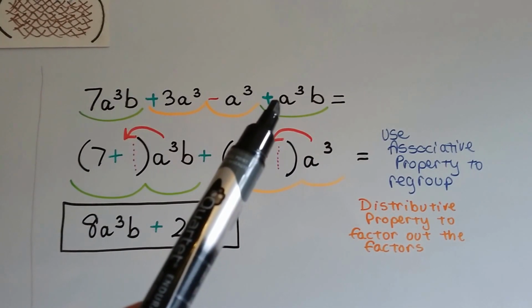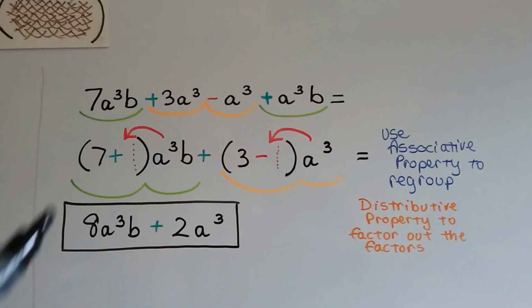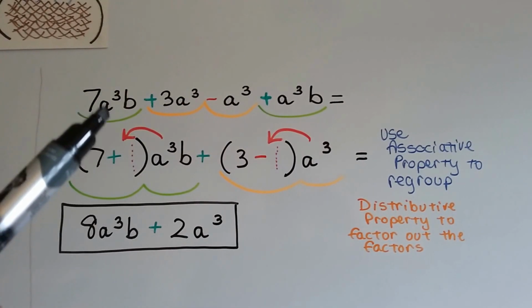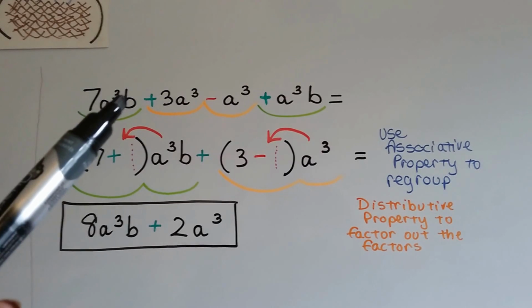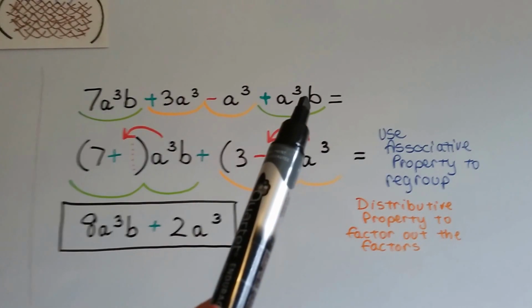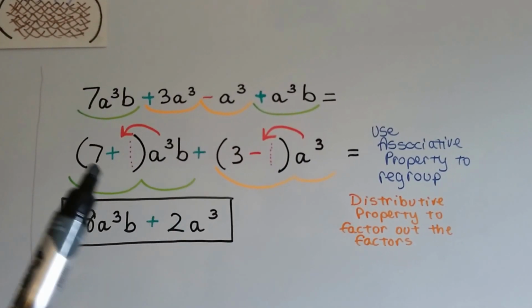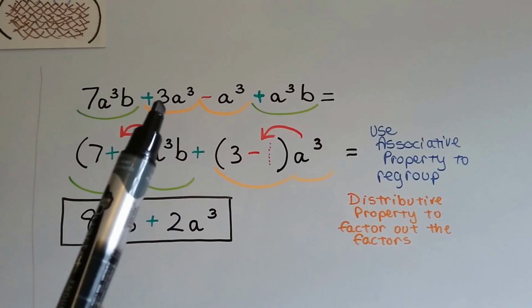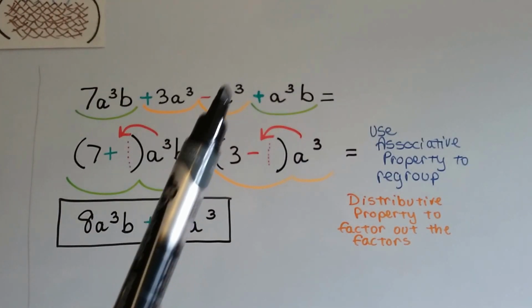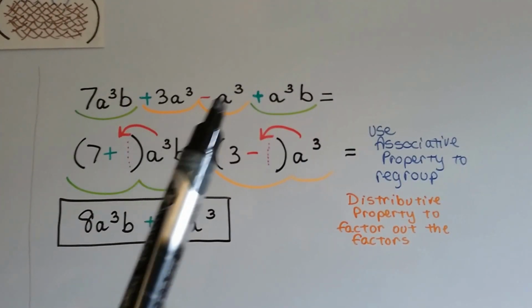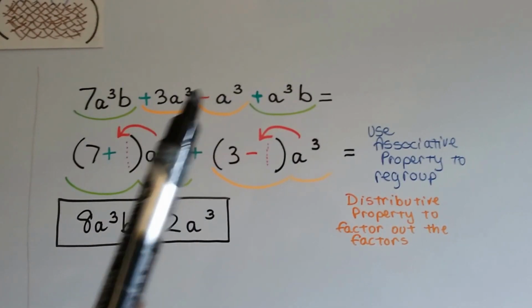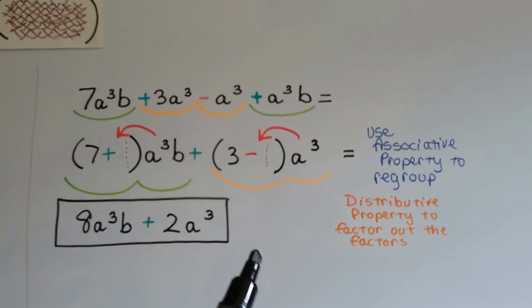And we can see him right here, can't we? So to combine the 7a to the 3rd b to this one, we use the associative property to regroup it. And we can combine the 3a to the 3rd minus the a to the 3rd together because they're like terms. They have the same variable and exponent, right?